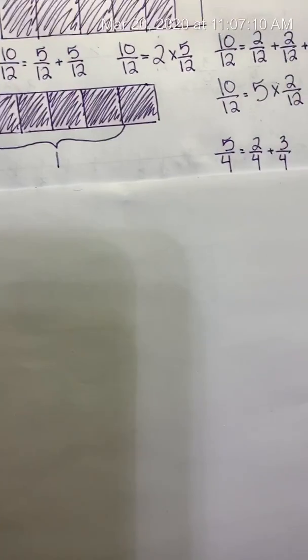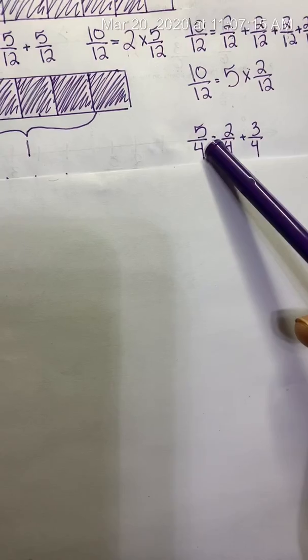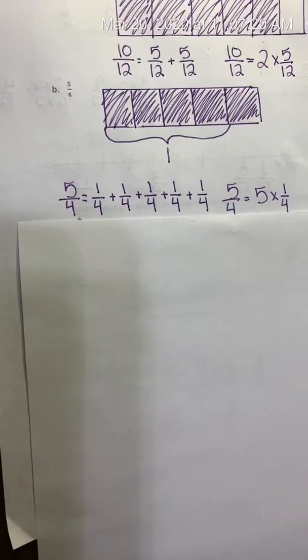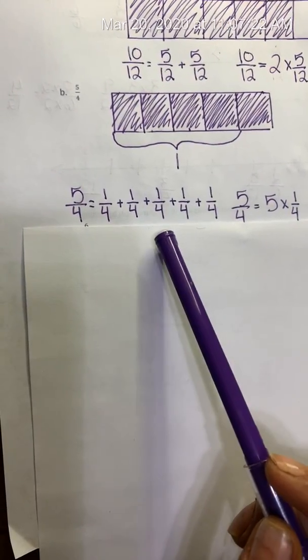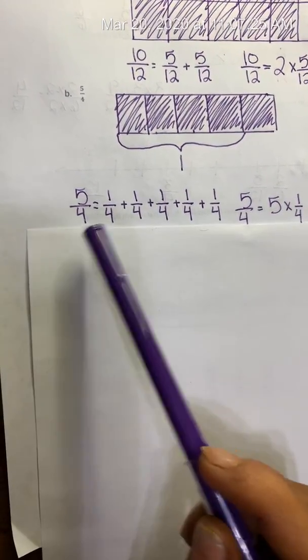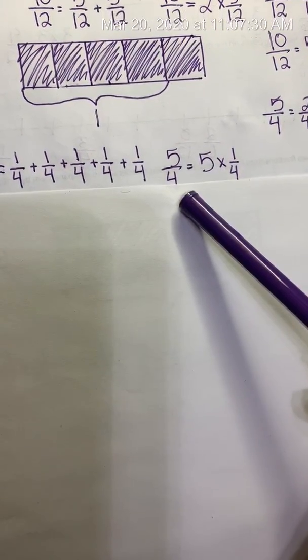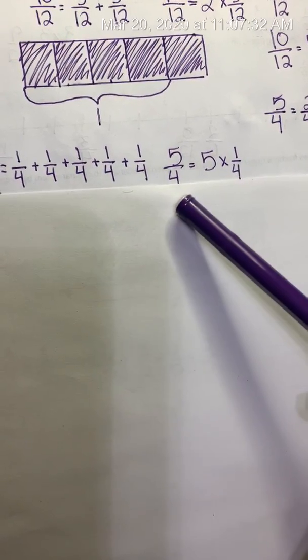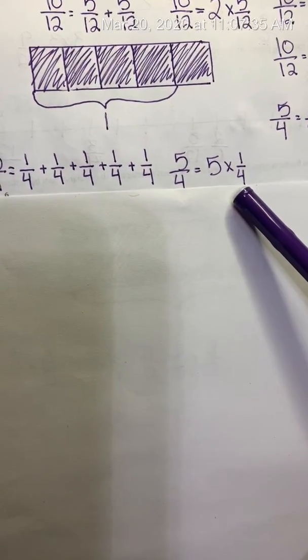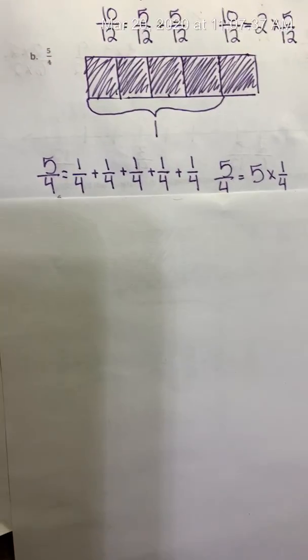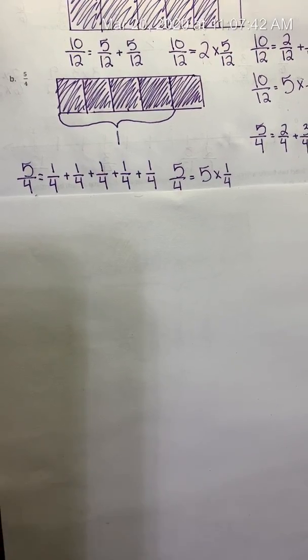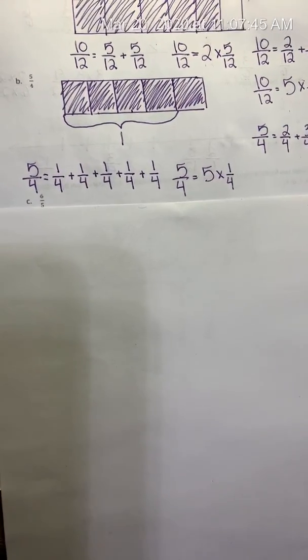So to show this as a number sentence, I did 5 fourths is equal to 2 fourths plus 3 fourths, since 2 plus 3 is 5. So that would work for that one. I also did 5 fourths is equal to 1 fourth plus 1 fourth plus 1 fourth plus 1 fourth plus 1 fourth, 5 times, which equals 5 fourths. And then that as a multiplication problem would be 5 fourths is equal to 5 times 1 fourth, since we have 1 fourth 5 times. So that could have been the 3 number sentences on B.